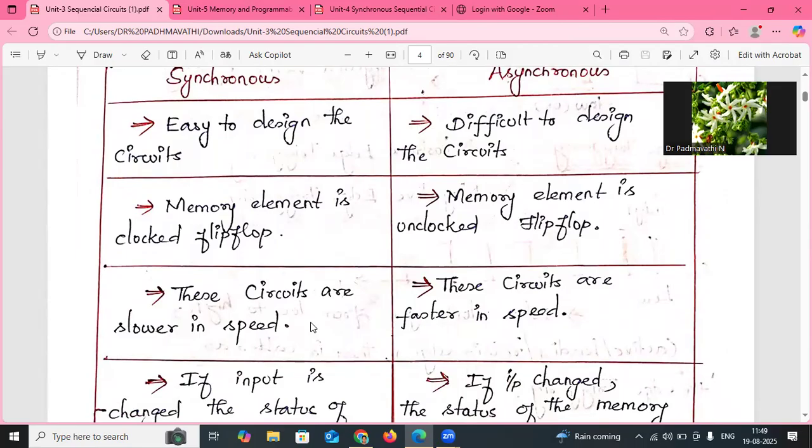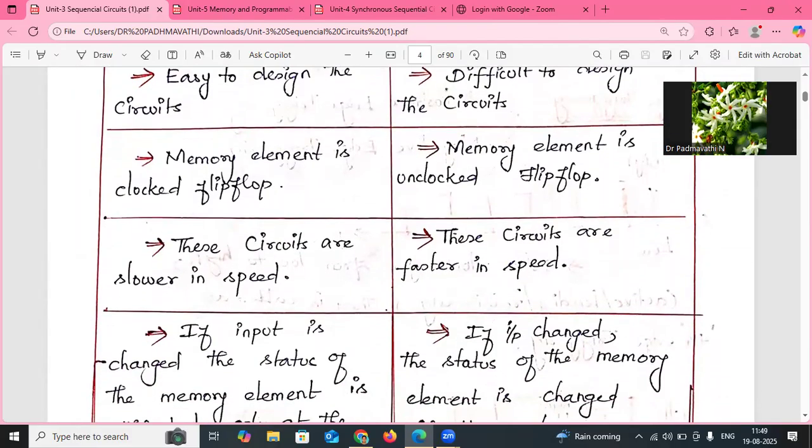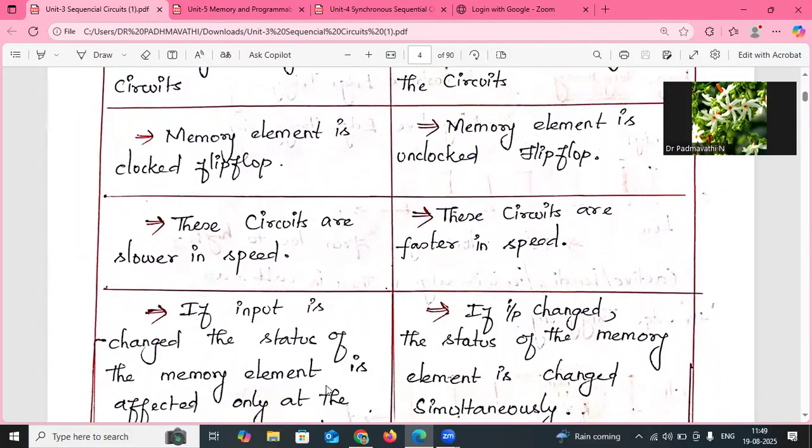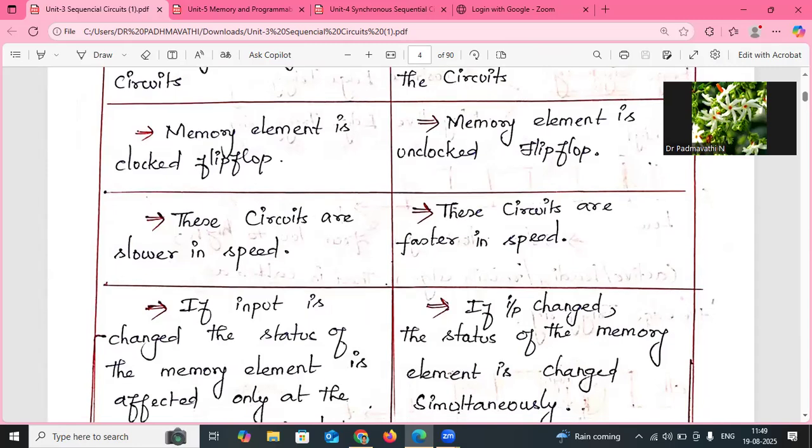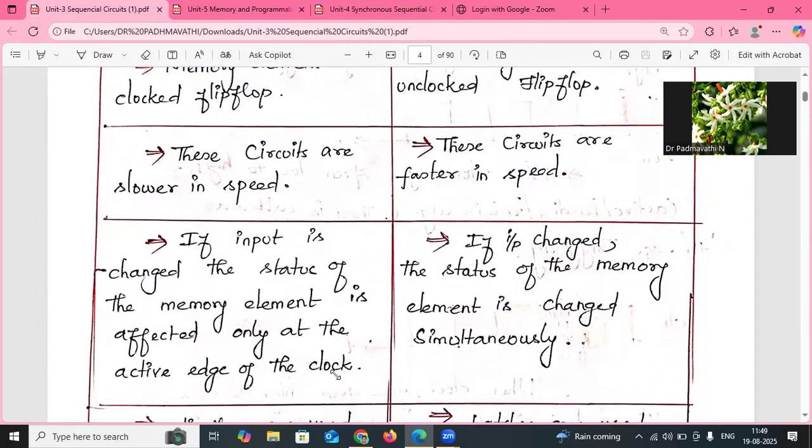Next, in a synchronous sequential circuit, if the input is changed, the status of the memory element is affected only at the active edge of the clock. That is called your synchronous sequential circuit. In an asynchronous circuit, if the input is changed, the status of the memory element is changed simultaneously. That is called your asynchronous circuit.